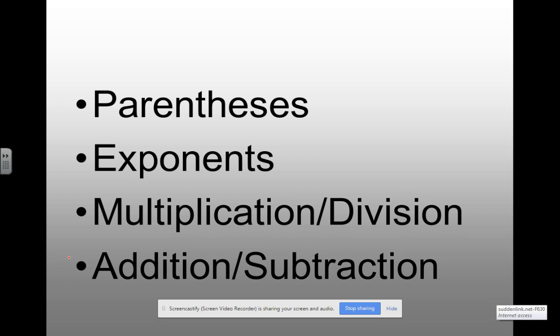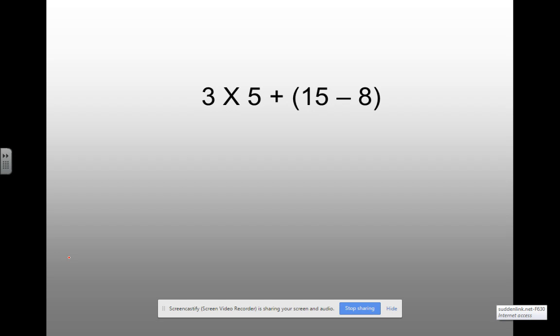So our first example, we have 3 times 5 plus the quantity of 15 minus 8. One of the things that I want you guys to always do whenever you're working an order of operations problem and you're having to evaluate the expression is to write PEMDAS right beside. That's going to be like a checklist for you as you're working to make sure that you've completed every step before you move on to the next row.